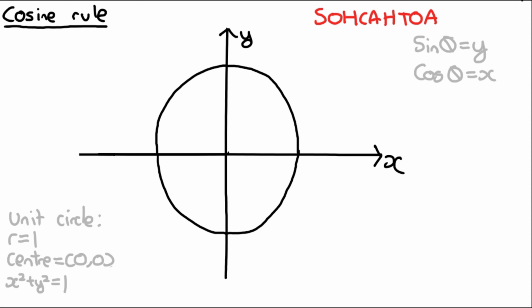So for example, let's say the point was half and root 3 over 2. This point lies on the unit circle. If you want to, you can sub it into the equation in order to prove it, but it lies on the unit circle, and let's just say it's somewhere about here, half root 3 over 2. If we draw in the triangle again, remember that it's a right angle triangle.